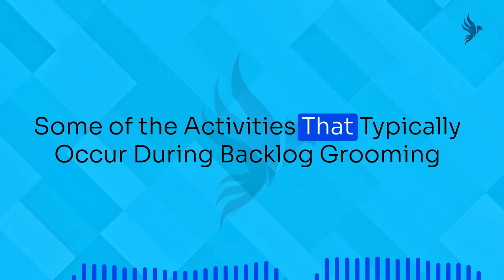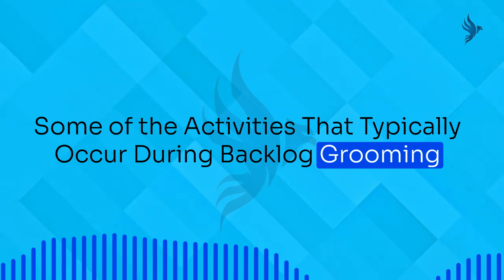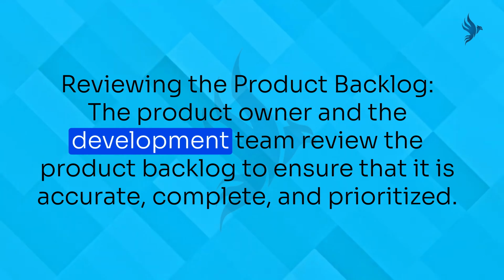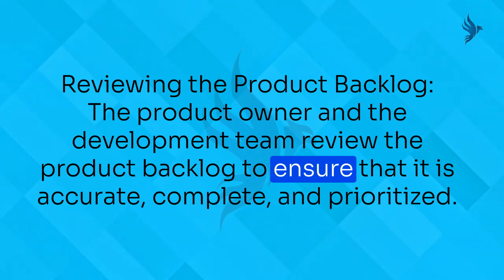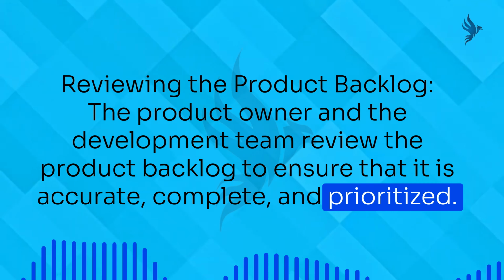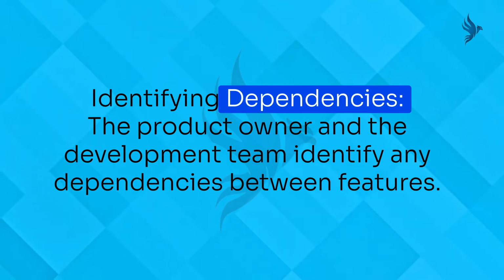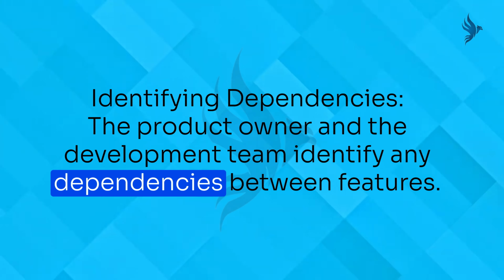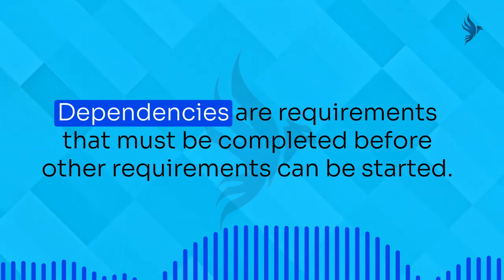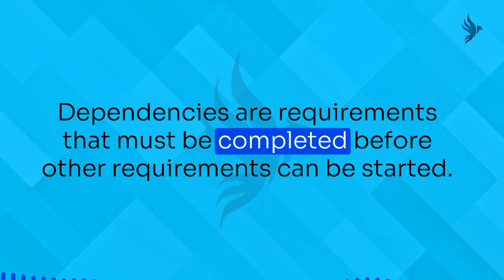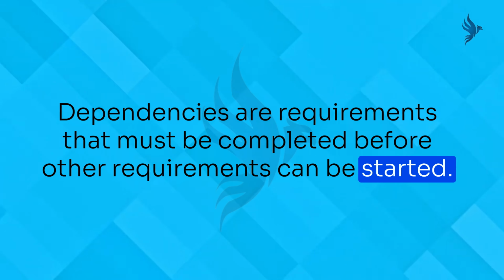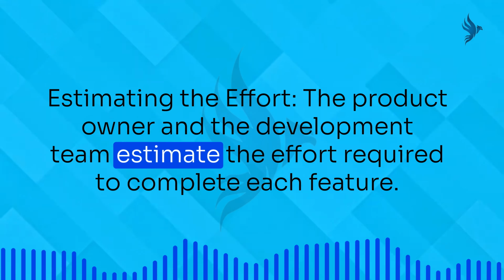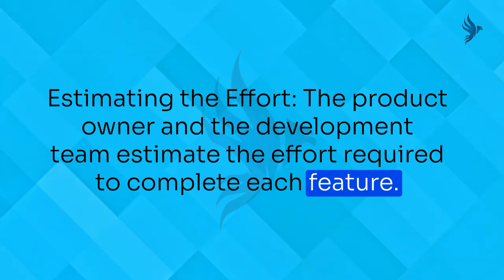Some of the activities that typically occur during backlog grooming. Reviewing the product backlog. The product owner and the development team review the product backlog to ensure that it is accurate, complete, and prioritized. Identifying dependencies. The product owner and the development team identify any dependencies between features. Dependencies are requirements that must be completed before other requirements can be started.